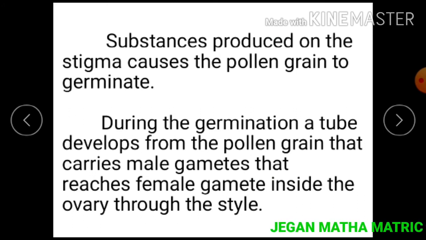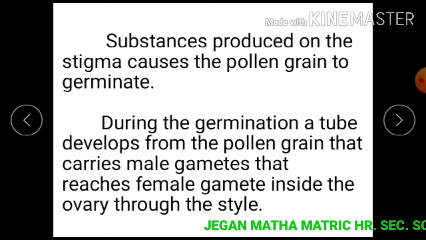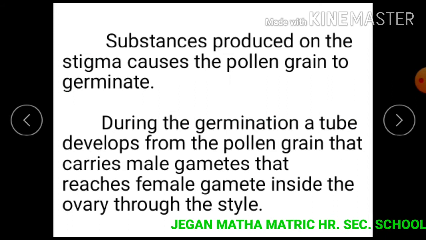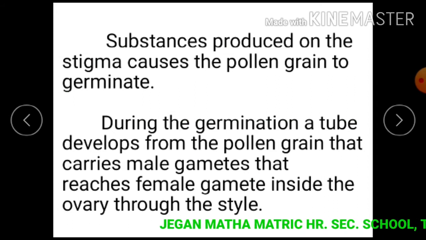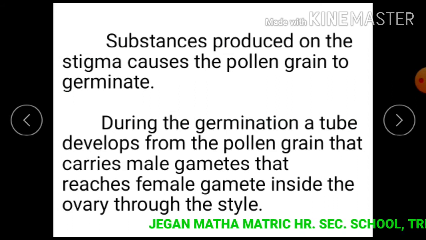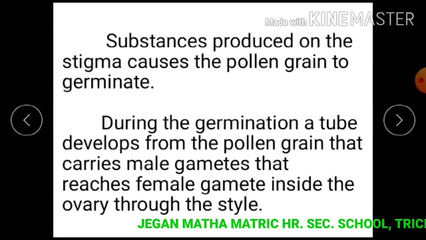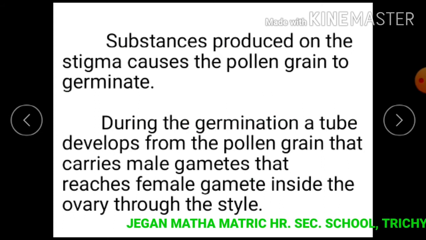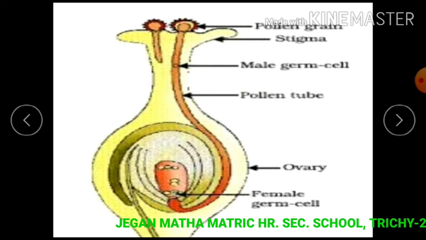Through pollination, pollen grains of stamen reach the stigma. What happens to them after this? Substances produced on the stigma cause the pollen grain to germinate. During the germination, a tube develops from a pollen grain that carries male gametes that reach the female gamete inside the ovary through the style.